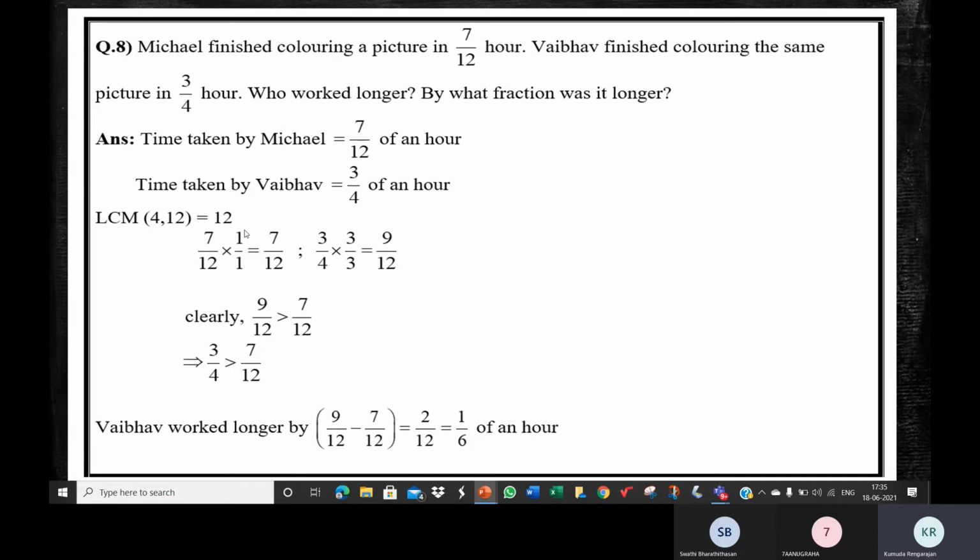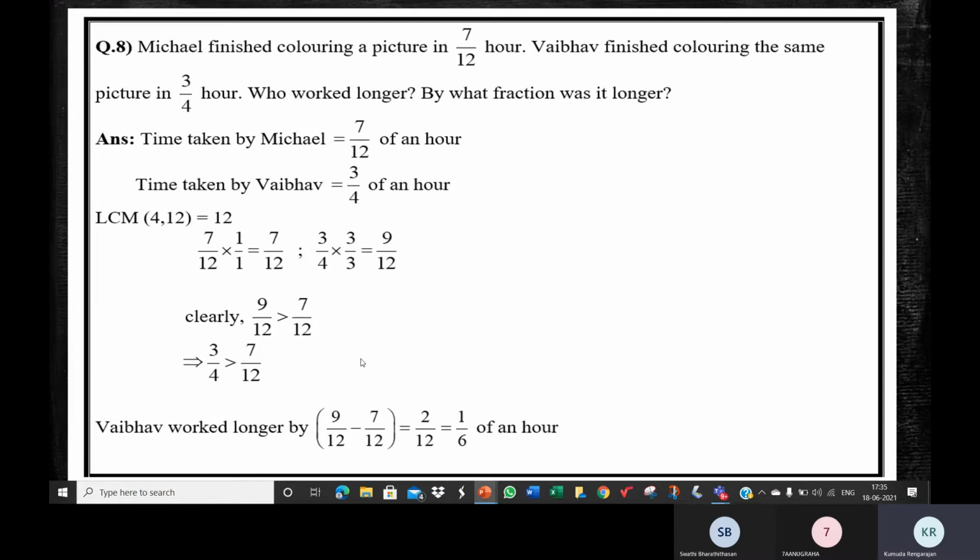So clearly, because 9 by 12 is greater than 7 by 12, it means 3 by 4 is greater than 7 by 12. So it's very clear that Vaibhav took a longer time. So Vaibhav worked longer. You were able to conclude this because in the question, the fractions are unlike fractions. You made them like fractions. That's why you could come to this conclusion.